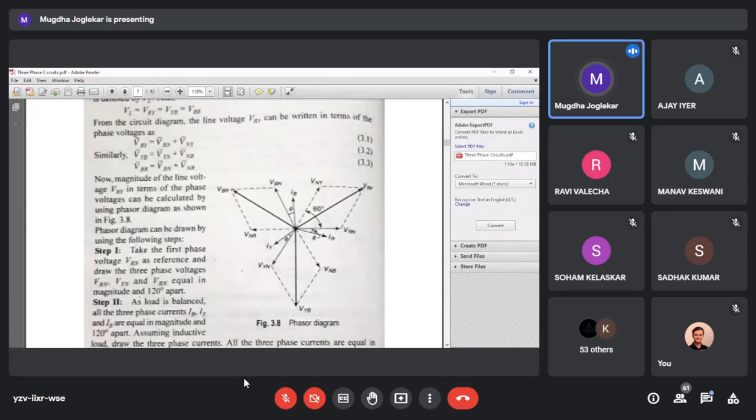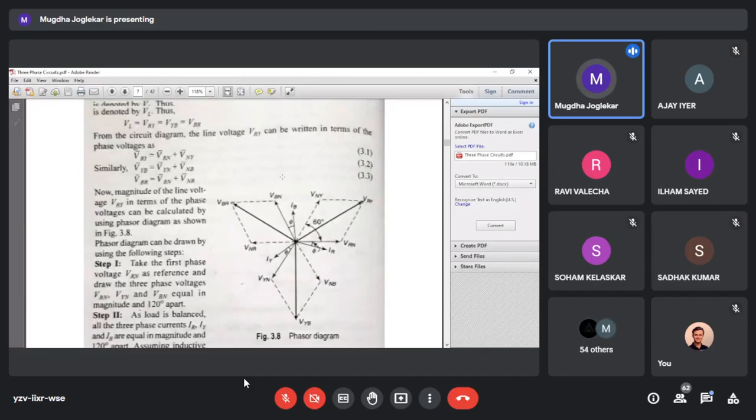Everybody draw VRN as the reference, and then draw VYN and VBN displaced by 120 degrees from each other. All three phase voltages are displaced by 120 degrees from each other. So draw VRN, at 120 degrees draw VYN, and at 120 degrees again, draw VBN. Done, everybody? Yes or no?